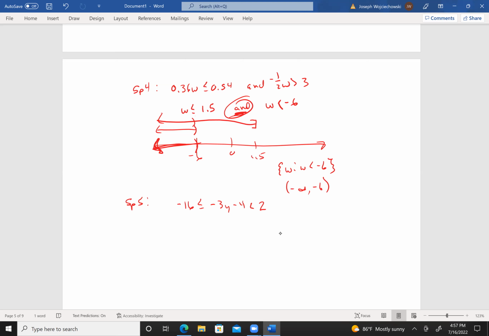Okay. So now all we do is we work this all together at once. So I need to get my y by itself. First, I'm going to add 4 to all sides. So this becomes -12 less than or equal to -3y less than 6. Then I'm going to divide by -3. I'm going to get 4 here, y here, and -2 here. I'm going to change the directions of my signs.